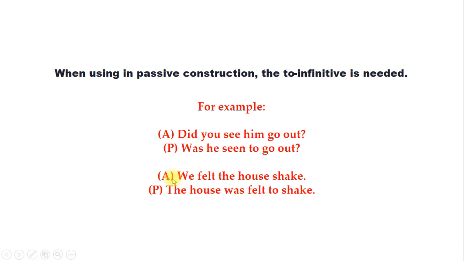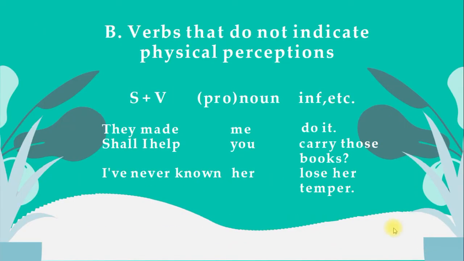Or in the second example, we felt the house shake. So here the passive construction of this sentence is the house was felt to shake. So remember to use to-infinitive in the passive construction of the physical perception verbs in verb pattern 5. The second group is the verbs that do not indicate physical perceptions. For this group, the pattern used is subject plus verb plus noun or pronoun followed by an infinitive.